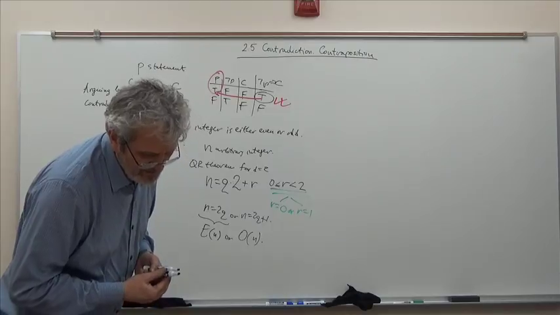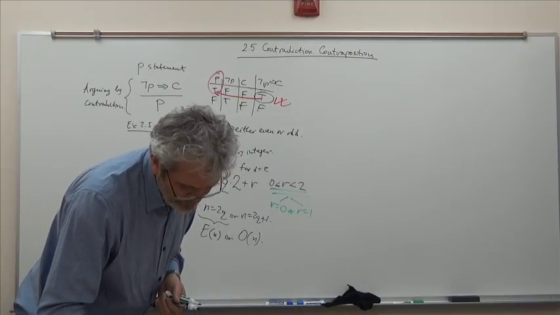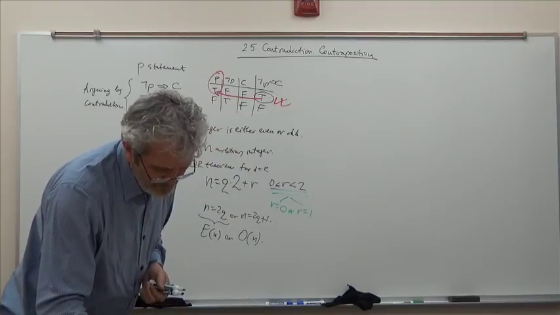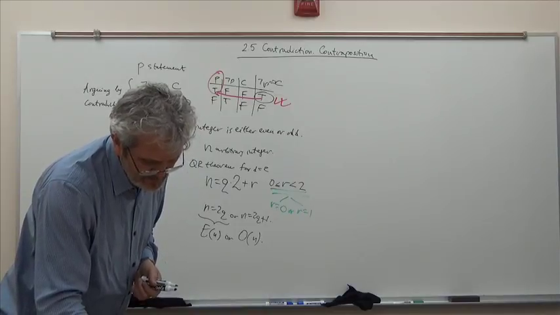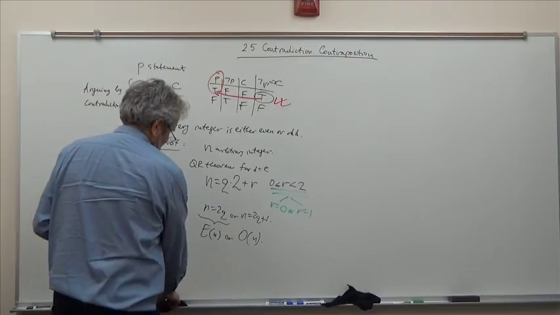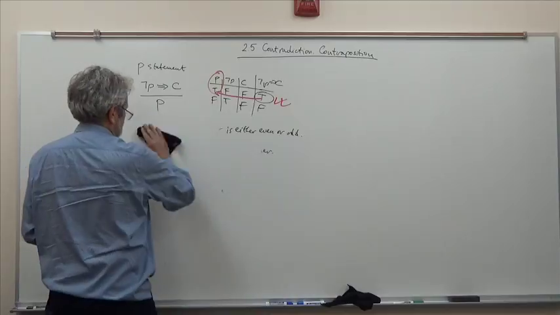It says here in example 253, if a, b, c are integers and a squared plus b squared equals c squared, then at least one of the numbers a, b, c is even. That's a little much trickier than this.